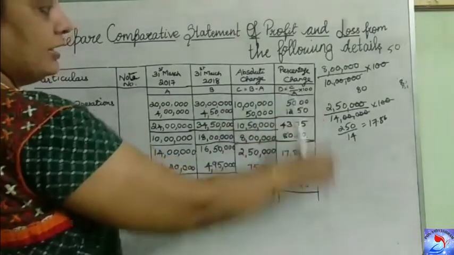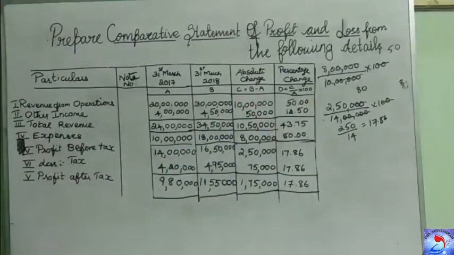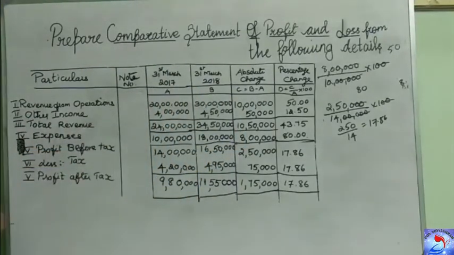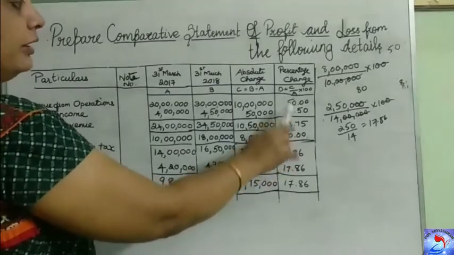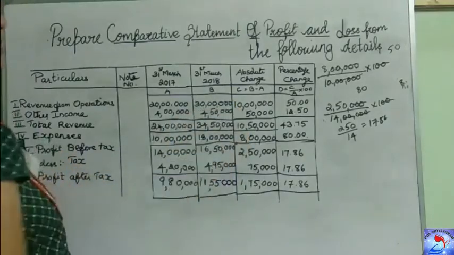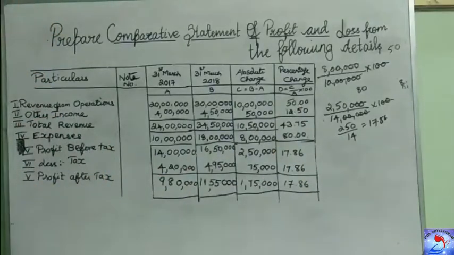Percentage calculation you definitely need to work out. That is C by A into 100, that is the absolute change divided by the previous year figure, into 100. Always remember, for total revenue and all, do not calculate like this for the absolute change alone; till that point only. After that, for percentage change, you have to use the given formula: absolute change divided by previous year into 100.